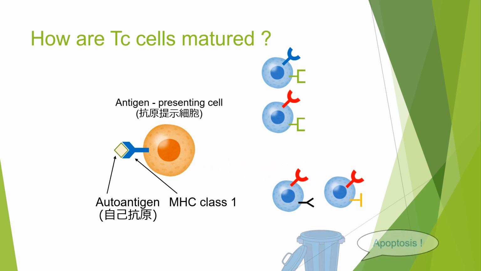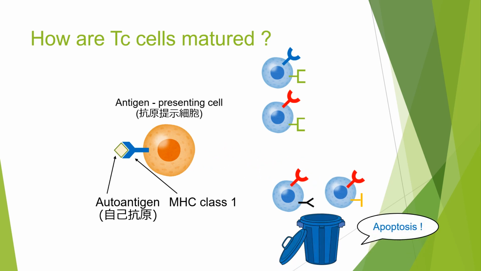And those that do not react at all or react too strongly to the autoantigen are eliminated and led to apoptosis. Of the accepted T cells, only those that have CD8 remain and leave the thymus as mature TC cells.